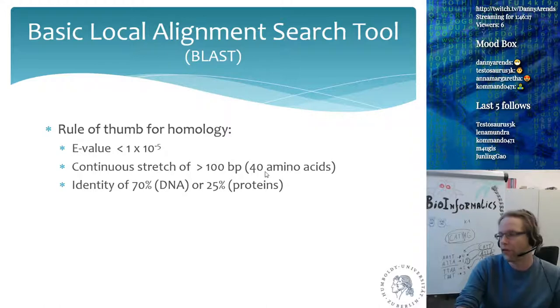A rule of thumb is 40 amino acids should match, and the identity on DNA level needs to be 70%, and the identity on protein level is generally considered 25%. So if 25% of these 40 amino acids match, or 70% of these 100 base pairs match, then you generally assume that two sequences are homologous.